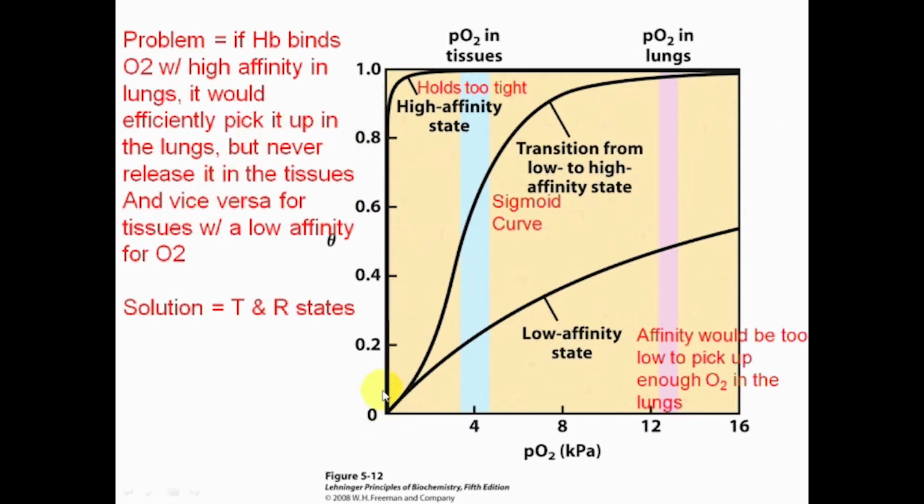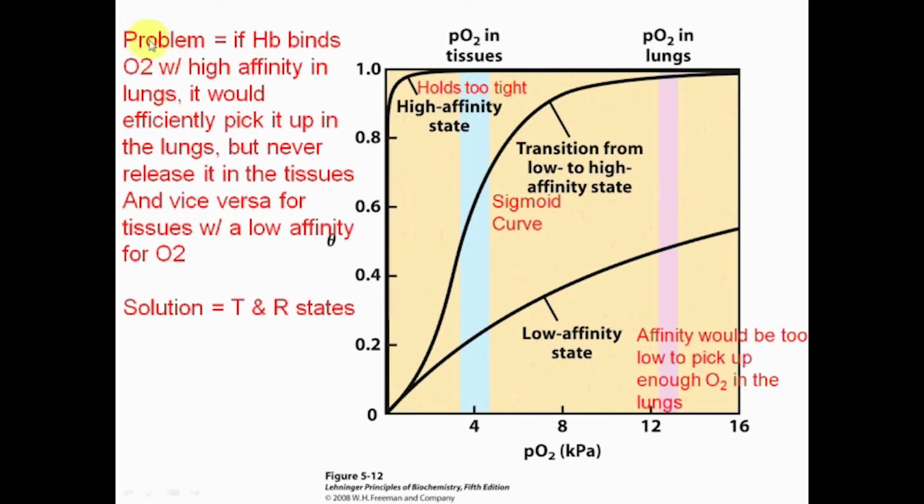Alright, so when you show this on a graph, hemoglobin is shown as what's called a sigmoid curve right here. And so these two curves, this top one right here, this really steep curve, and then this more shallow curve, these are kind of hypothetical curves.